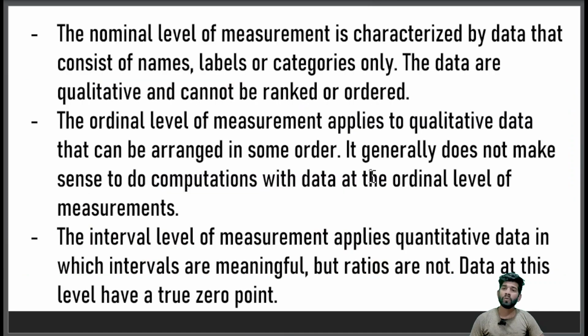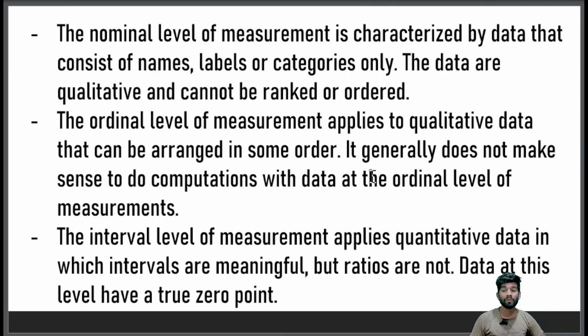Okay. The nominal level of measurement is characterized by data that consists of names. Nominal means names, labels or categories only. Here we can see the definition: nominal level of measurement is characterized by data that consists of names, labels or categories only. The data are qualitative and cannot be ranked or ordered.